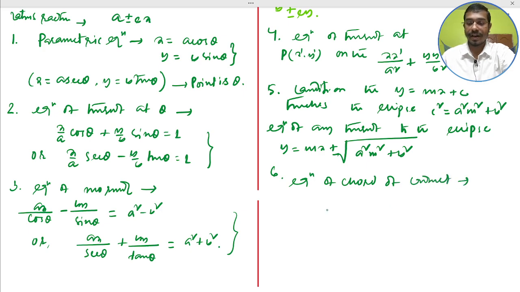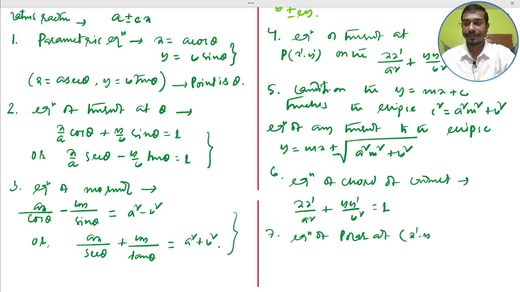Number 6. Equation of chord of contact at the point x dash y dash. This is x x dash divided by a square plus y y dash divided by b square is equal to 1. Next, equation of polar at the point x dash y dash. This is nothing but the same, x x dash by a square plus y y dash by b square is equal to 1.